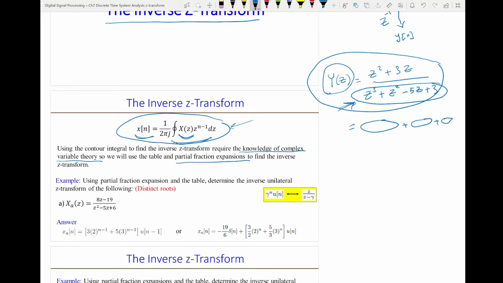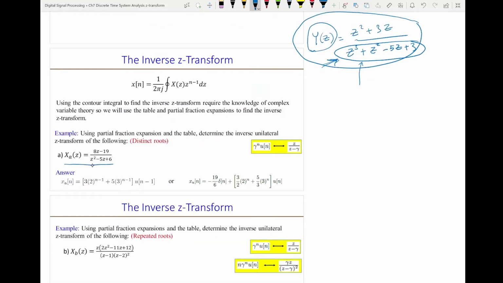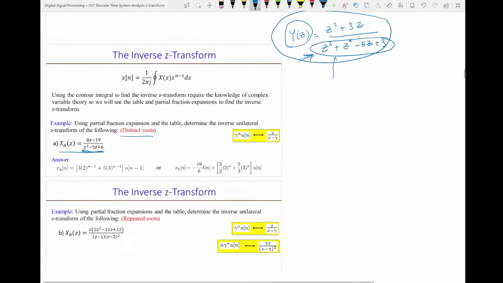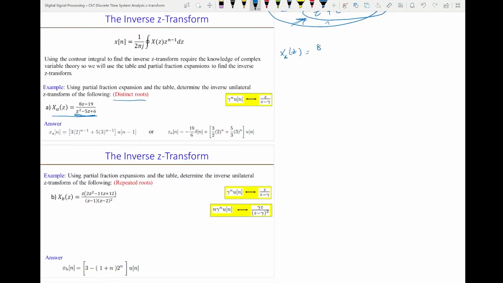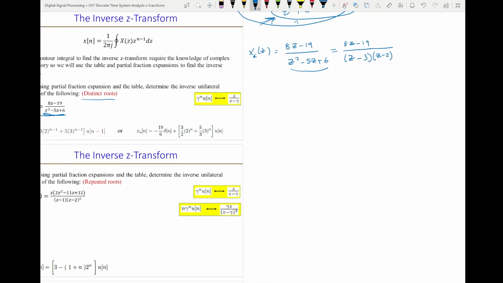Okay, so let's start with the first example here. When we factor out the denominator, we will have distinct roots. So let's write X_a of z. The first step, by factoring out this quadratic equation, it will come as 8z minus 19 over (z minus 3)(z minus 2). Now this will be A over z minus 3 plus B over z minus 2. And when I solve for A and B, I will have constants.